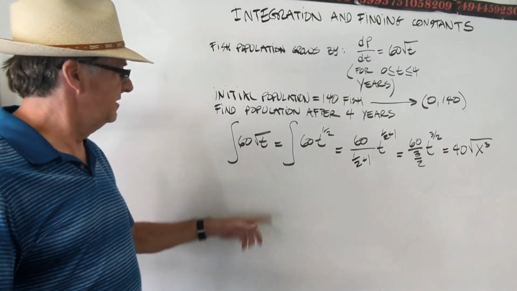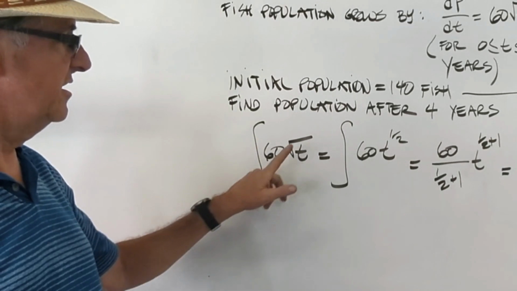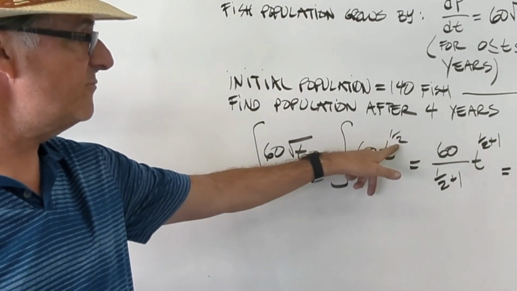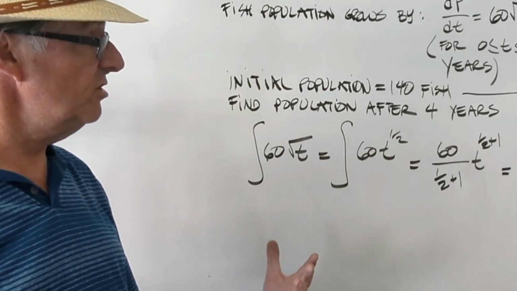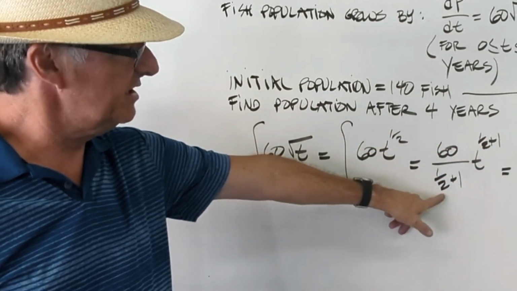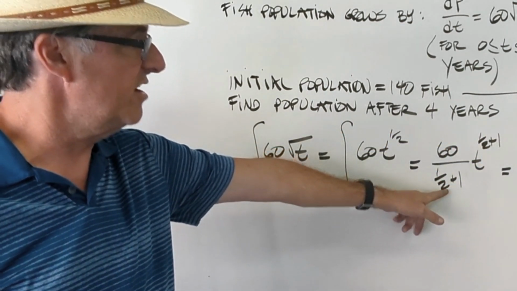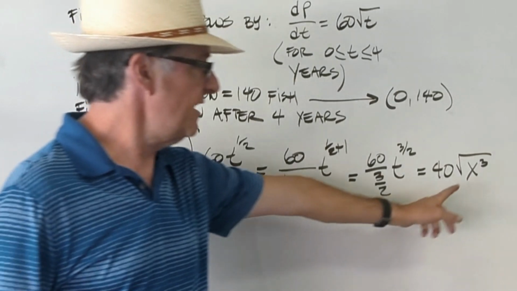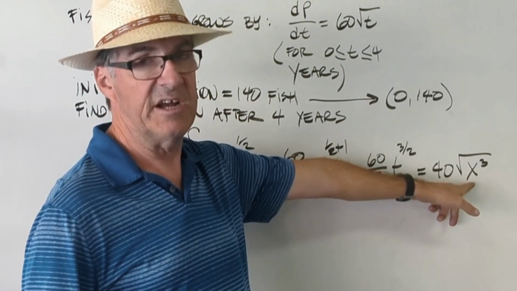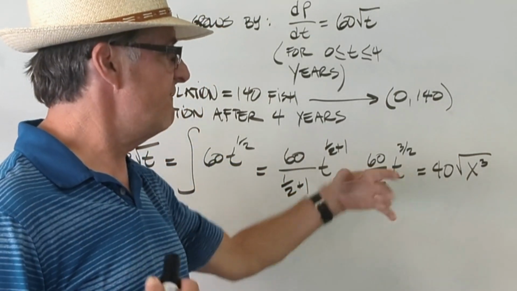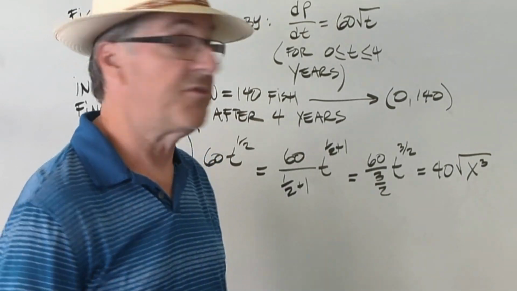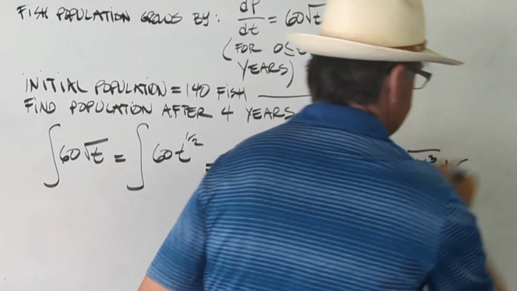All right, so here we go. Integral of 60 times root t, which is the same as the integral of 60 times t to the 1/2 power. I applied my integration power rule, and here's my plug-in step, nothing else done but plugging in the values where they go. Simplify this on down, and I like working with roots. You could have this be the 3/2 power, that's fine, that works as well. So my population function is 40 times root t to the third plus c.